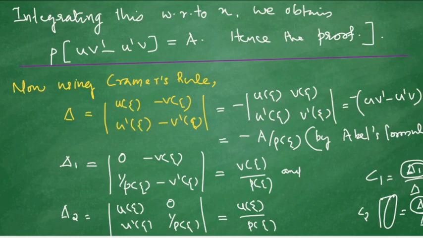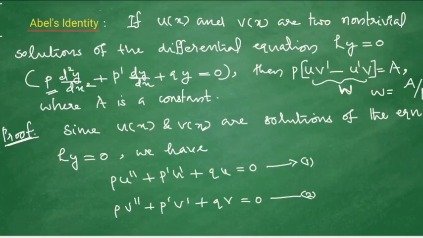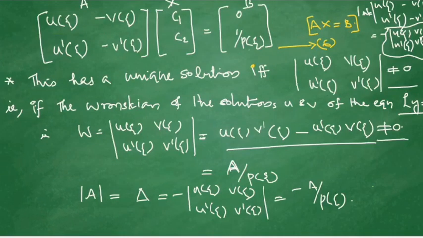Using that formula, Cramer's rule, we have obtained delta as minus A by P of theta. For delta 1, you can see that instead of U of theta, U dash theta, that is the first column of the determinant A, we replaced it with the matrix B. What is the matrix B? Matrix B is 0, 1 by P of theta.